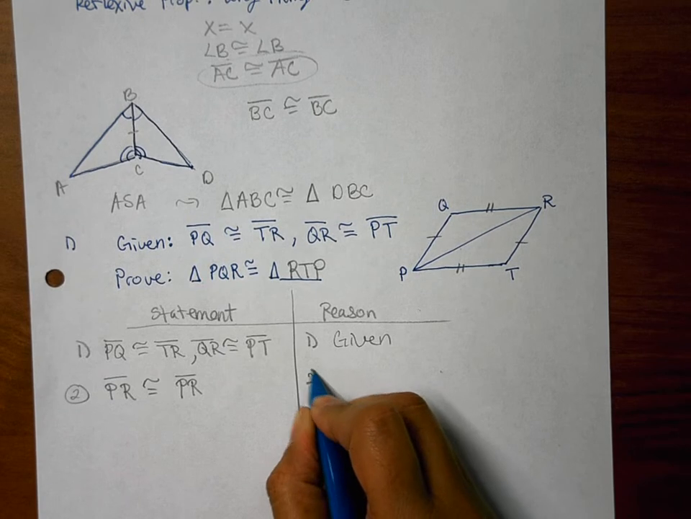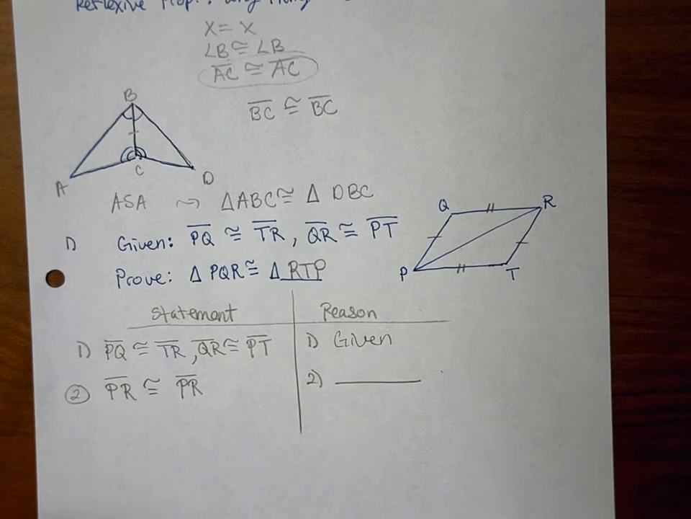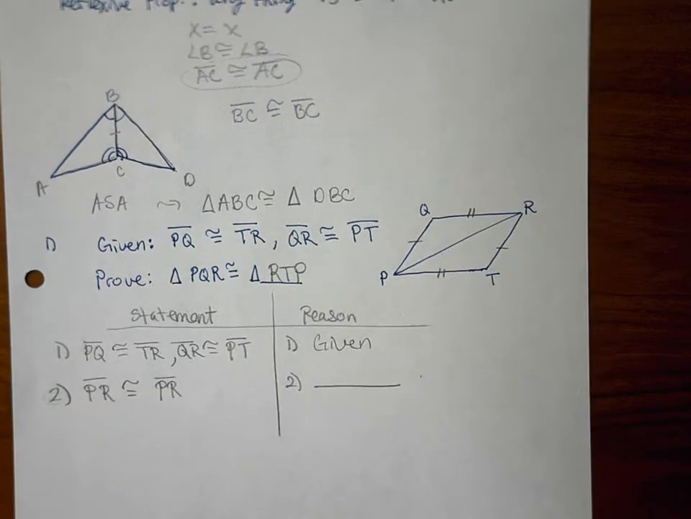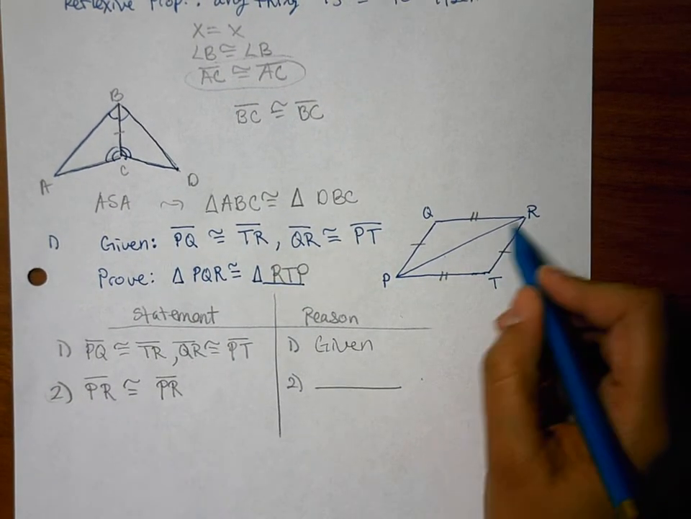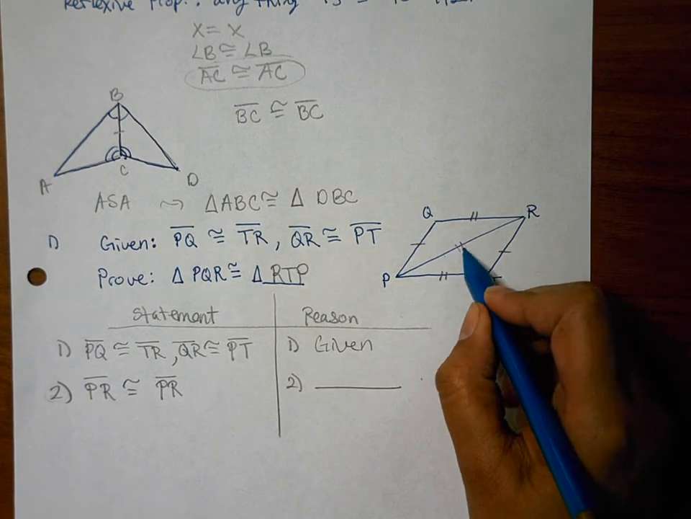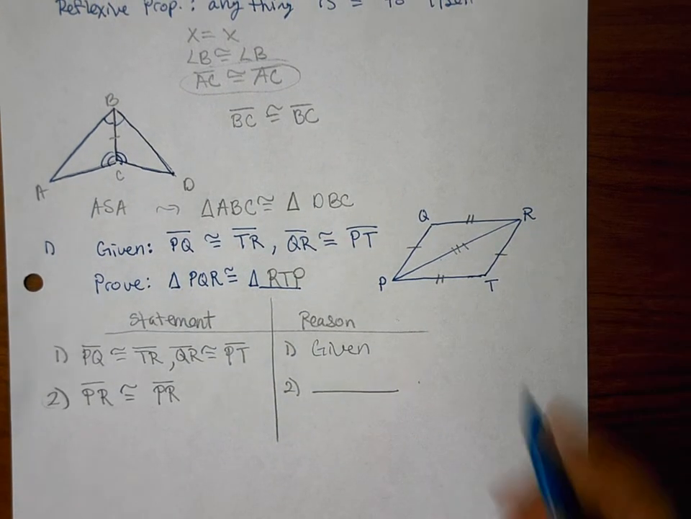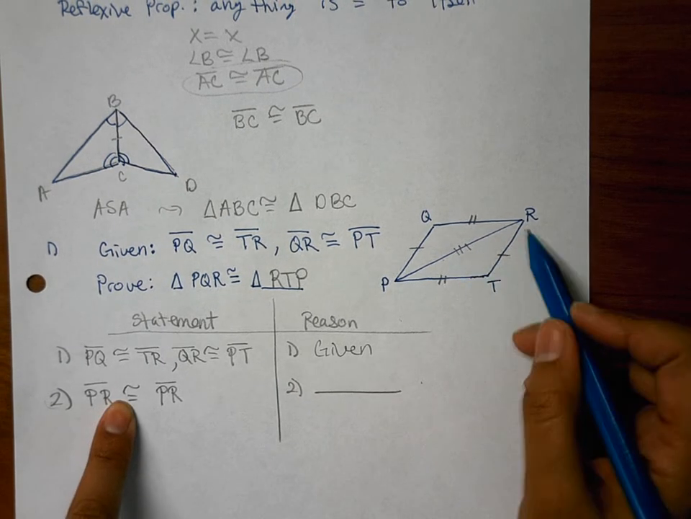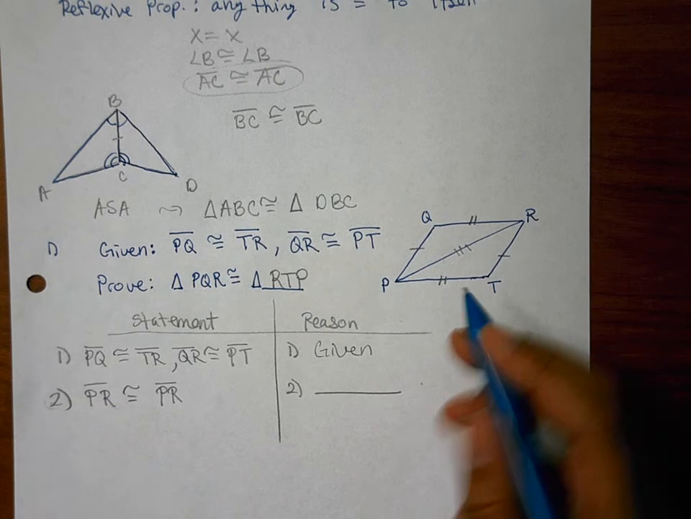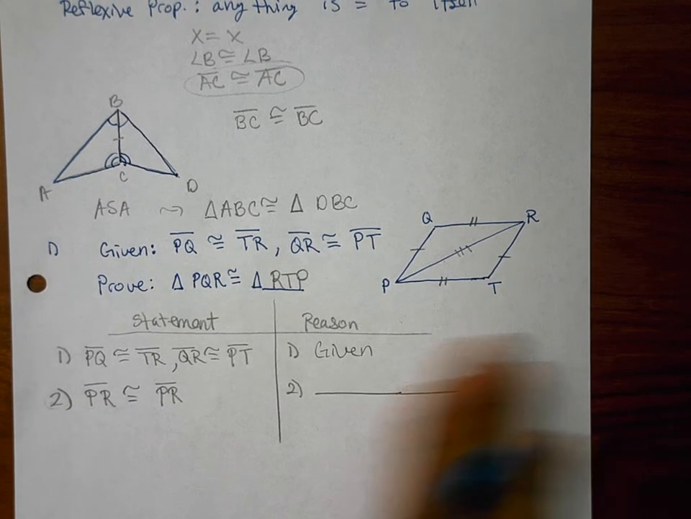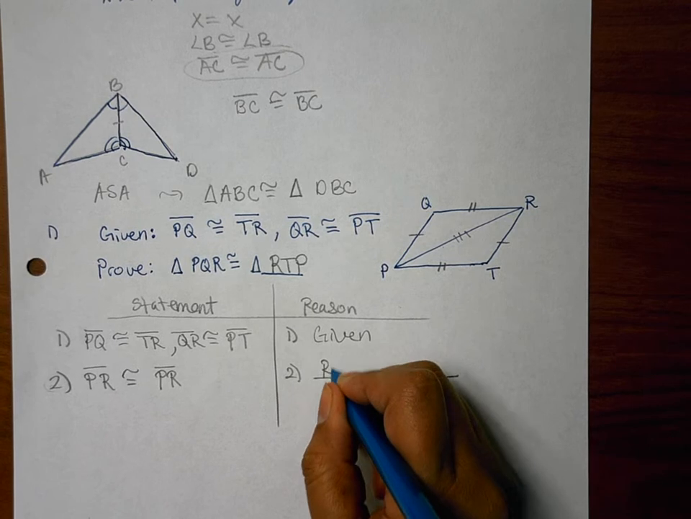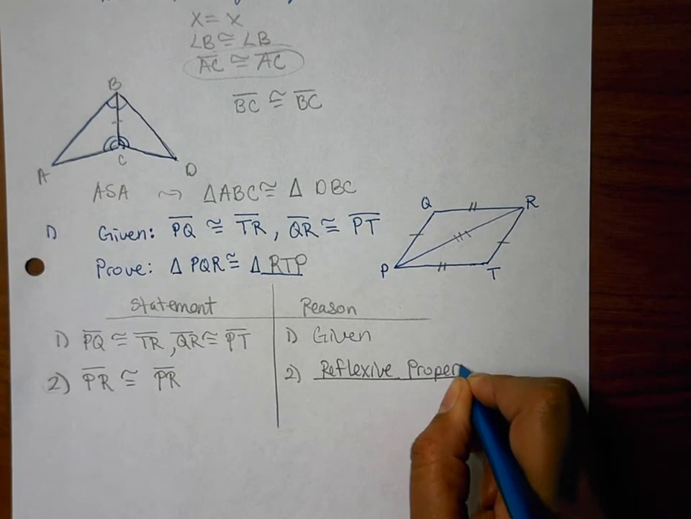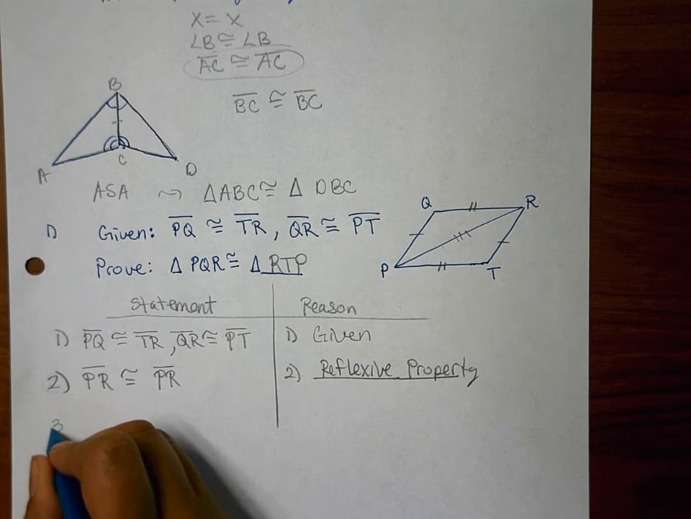Number 2, PR is congruent to PR, blank. And then you'll be asked to fill it in. So why are they congruent? They're saying right here, PR is congruent to PR. I'm going to put 3 markings. First off, do we agree that PR is congruent to PR? Yeah, that's something we would say if we were looking at this triangle. And the reason is reflexive property.